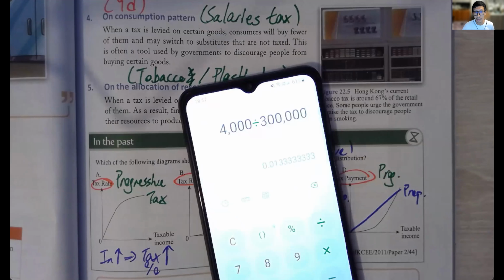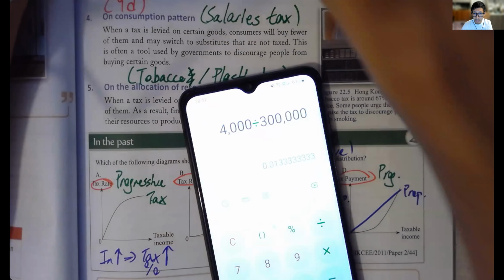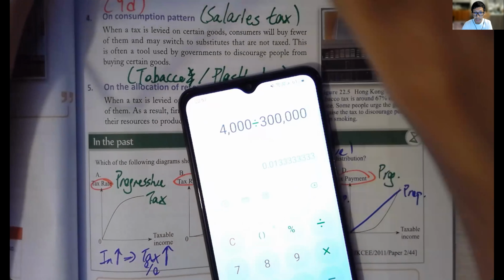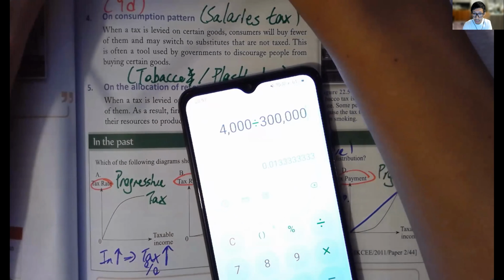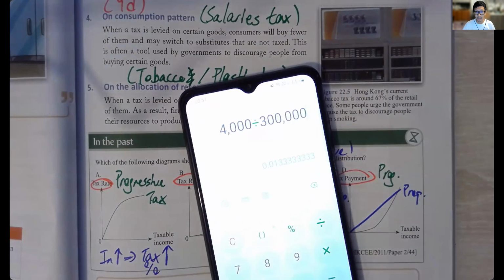What do we call this? We call this regressive. Well, this one, okay, I think this one would be 5%. This one would be 5%, and this one also 5%, right? What do we call this? We call this proportional tax. So the answer would be C.